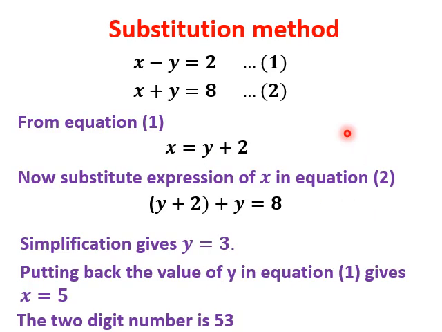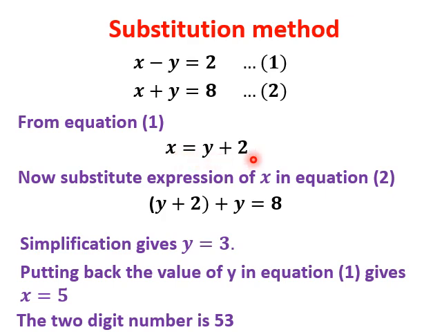The second method is called the substitution method, and we'll try to solve the same equations now with the substitution method. In the substitution method, we use one equation and substitute the value of that variable in another equation so that it becomes a single variable equation, and then solve it. For example, in this particular equation, x minus y equal to 2, we put x equal to y plus 2.